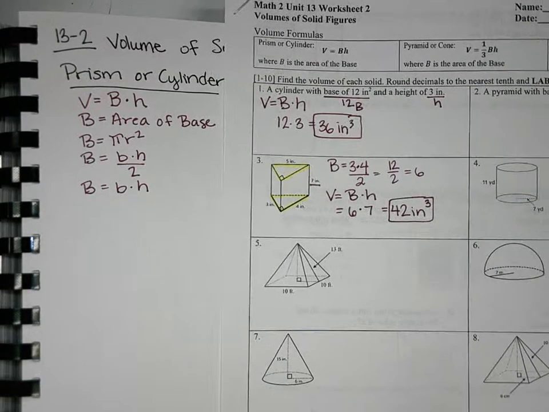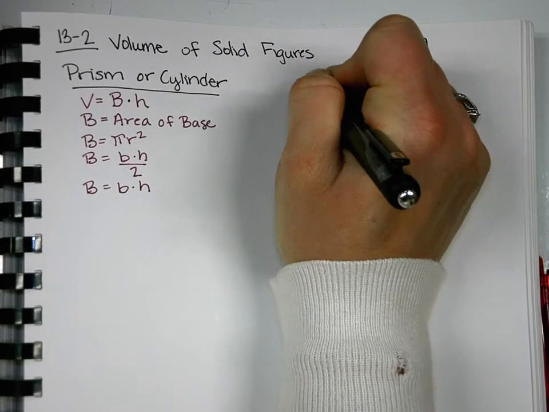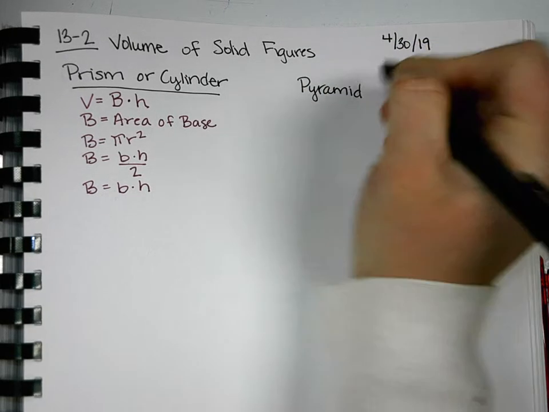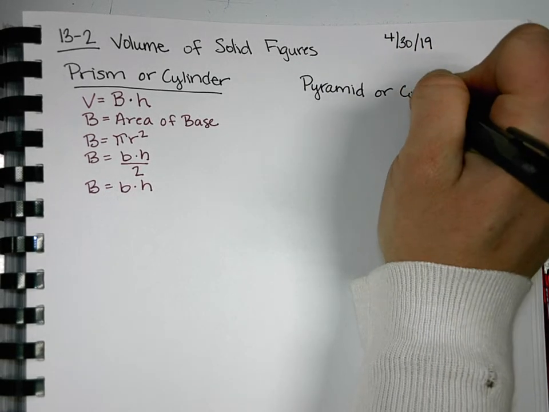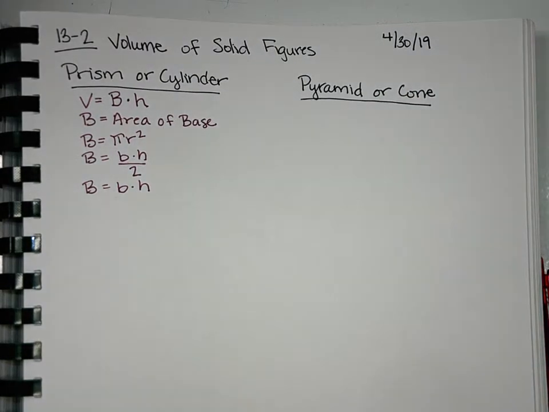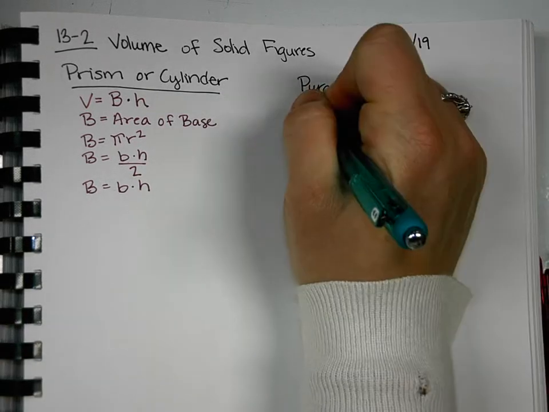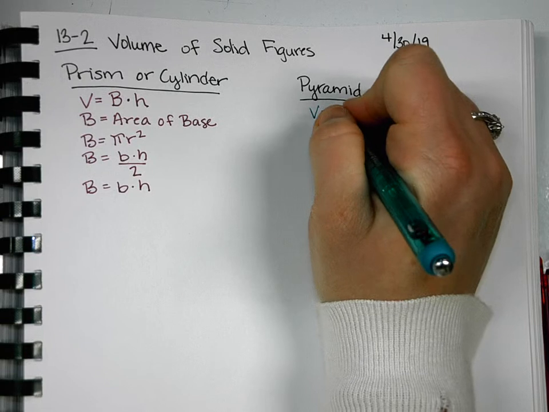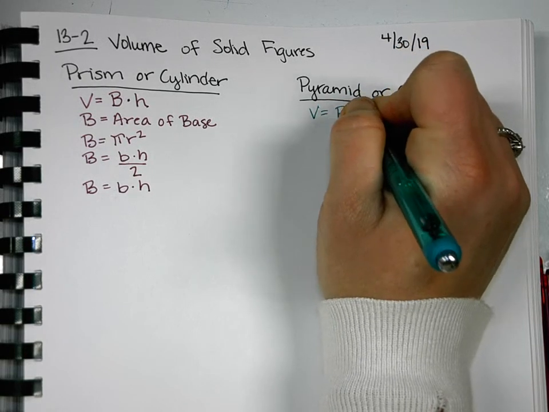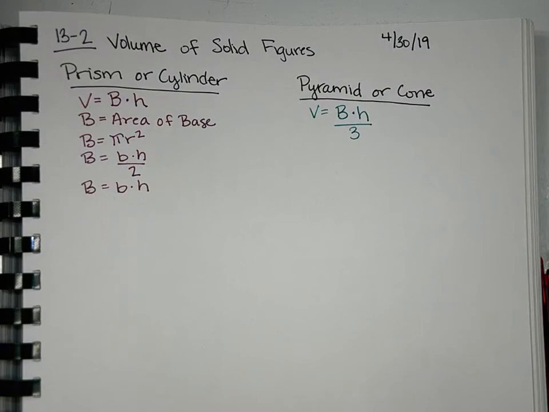Okay, next up we have the shapes of a pyramid or cone. These two also have the same formula. Our formula here is big B times H divided by 3. Big B still stands for the area of the base.